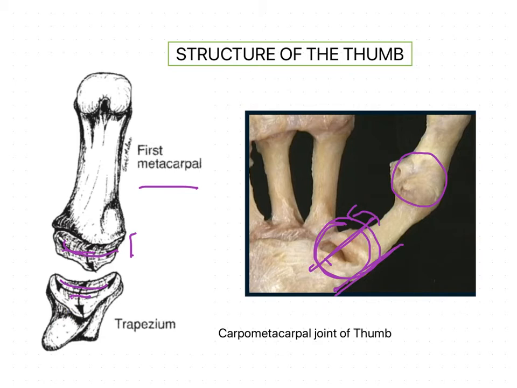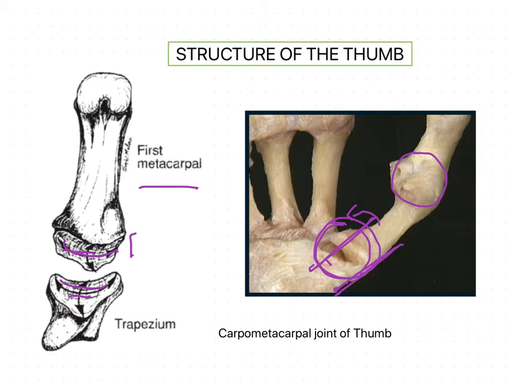Here the capsular ligament is relatively lax, and this capsule is reinforced by other ligaments. So these are the findings from the studies on the structure of the carpometacarpal joint of the thumb.